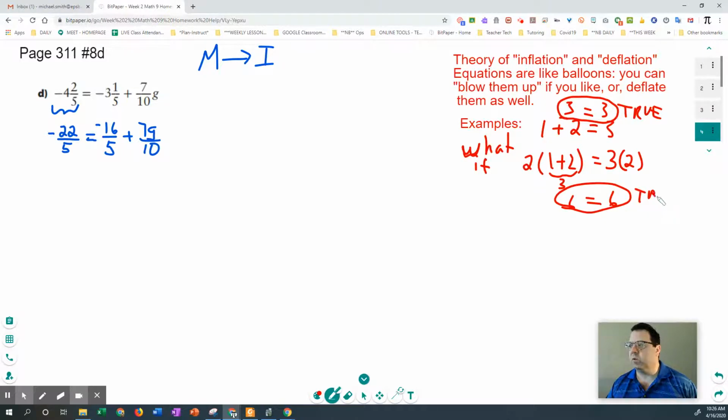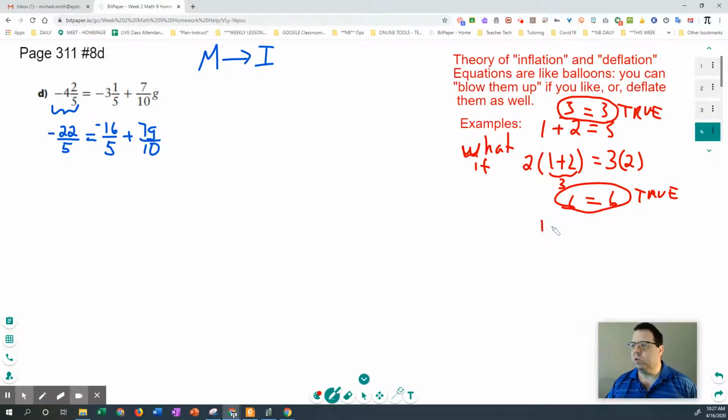I know you're saying, Mr. Smith, but it went from 3 equals 3 to 6 equals 6. But the equal sign doesn't care. Too many people do not understand the reality of the equal sign. The equal sign doesn't care how big or small your numbers are, okay? All the equal sign cares about is whether something is true.